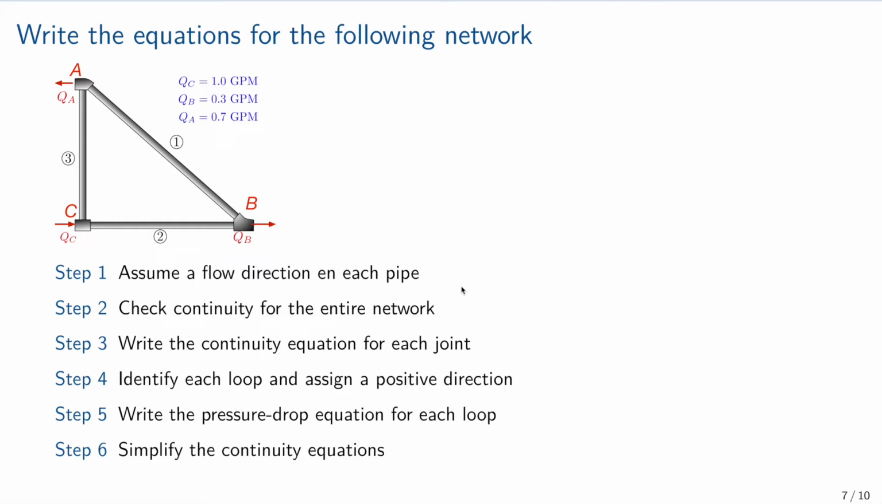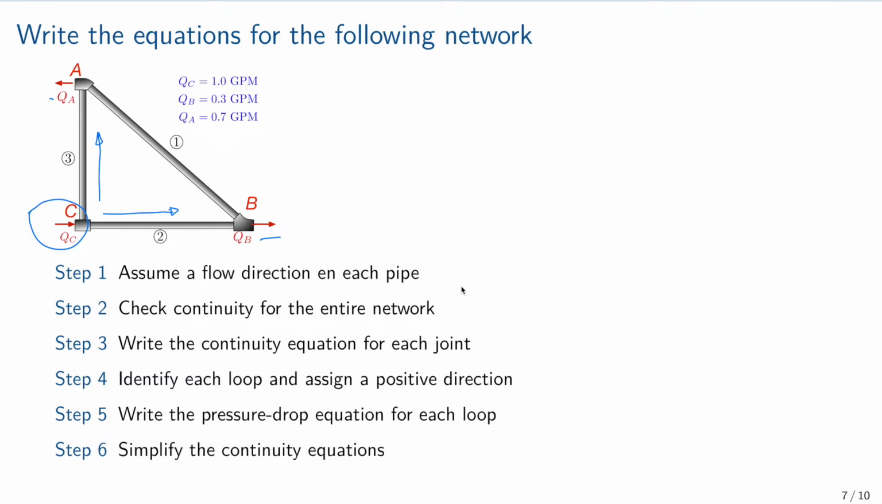Okay, let's find the equations for the following network. So this network consists of three pipes and three junctions A, B, and C. So the first thing that we need to do is to assign some direction to the flow in the pipes. So if the flow is coming in this way and going out on those 2 points, so probably the flow is going to be something like that.